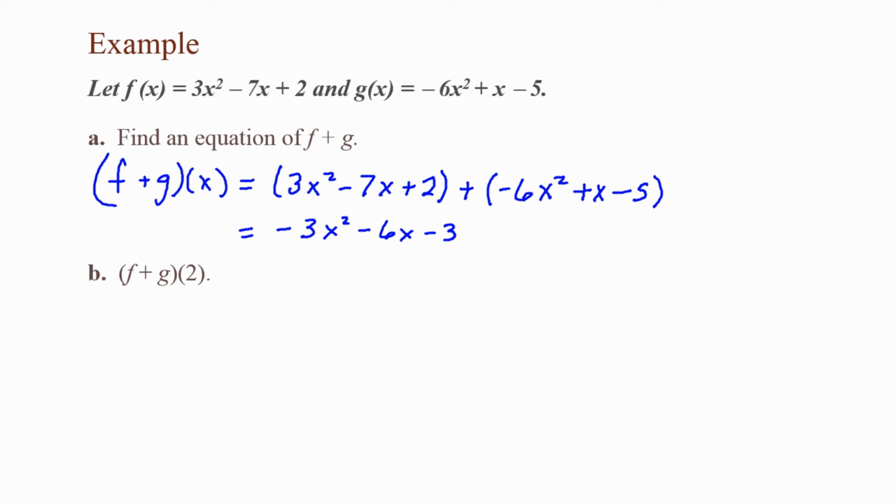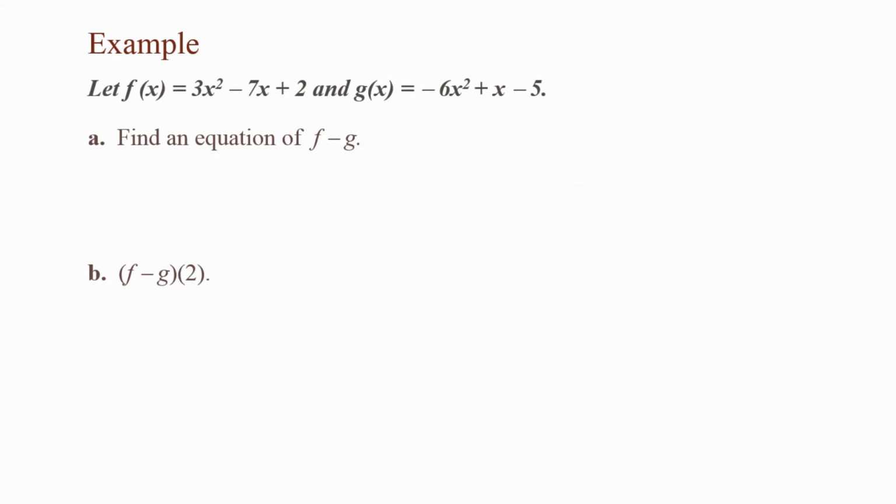Part B, find f plus g of 2. So we're going to take our answer from part A, and everywhere we see an x, we're going to replace it with 2. Negative 3 times 2 squared minus 6 times 2, minus 3. So that equals 2 squared is 4 times negative 3 is negative 12, minus 6 times 2 is 12, minus 3. Negative 12 minus 12 is negative 24, minus 3 is negative 27. So f plus g of 2 is equal to negative 27.